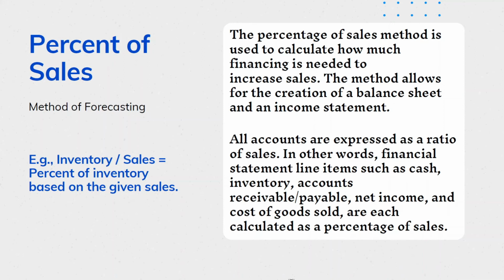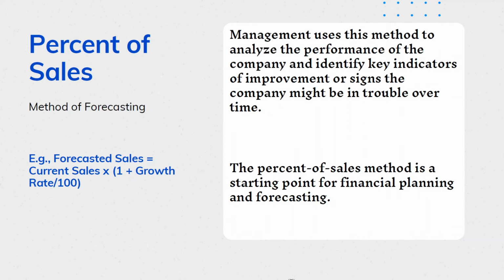Now let's sum up what we have done so far. We use the percent of sales approach to forecast the balance sheet and income statement. In this approach, all account items are expressed as a percentage of sales. We start the whole process by forecasting sales for next year.